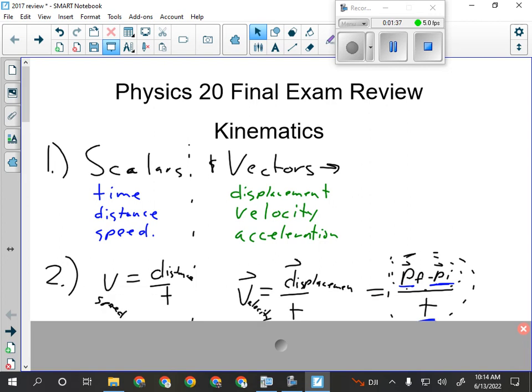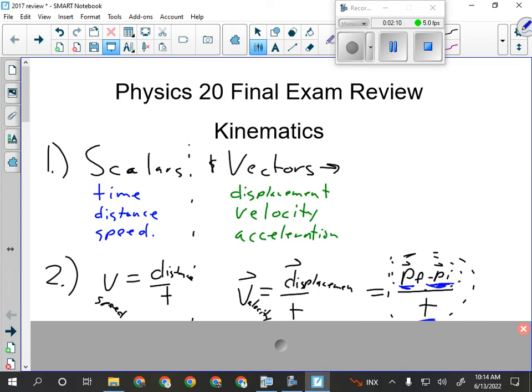Then we talked about v equals d over t, and its counterpart. One of them being speed equals distance over time, the scalar version of that formula, and one being velocity equals displacement divided by time, which is also sometimes written like it is here on the right: final position minus initial position, divided by time. Remember that displacement is your change in position.